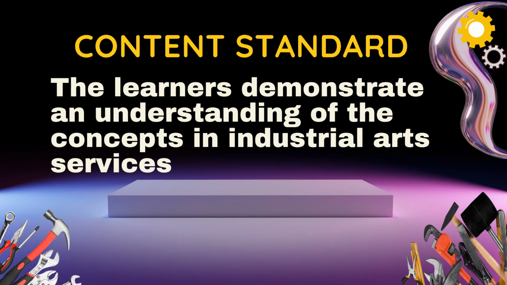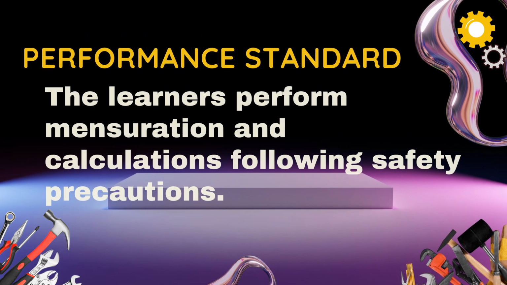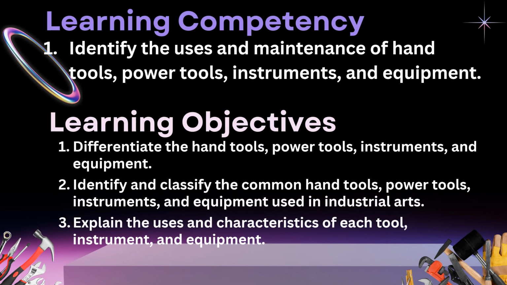The content standard for this lesson is: the learners demonstrate an understanding of the concepts in industrial arts services. The performance standard is: the learners perform mensuration and calculations following safety precautions. Here are the learning competency and learning objectives for this lesson.